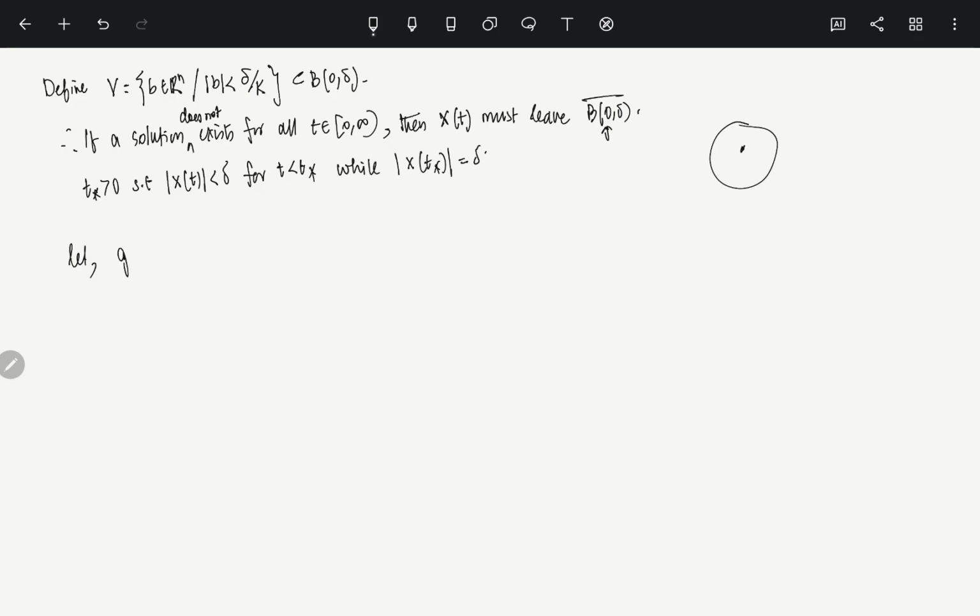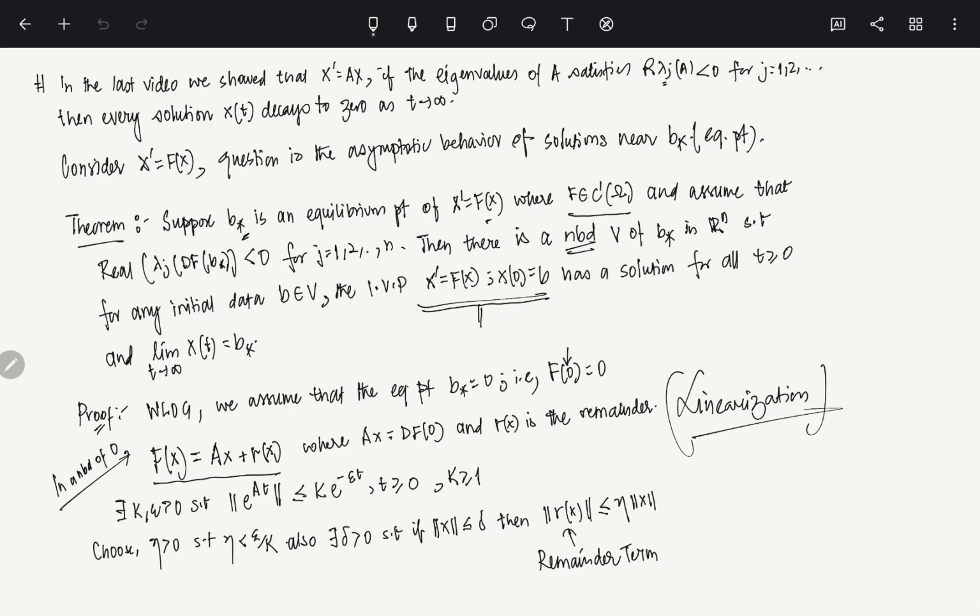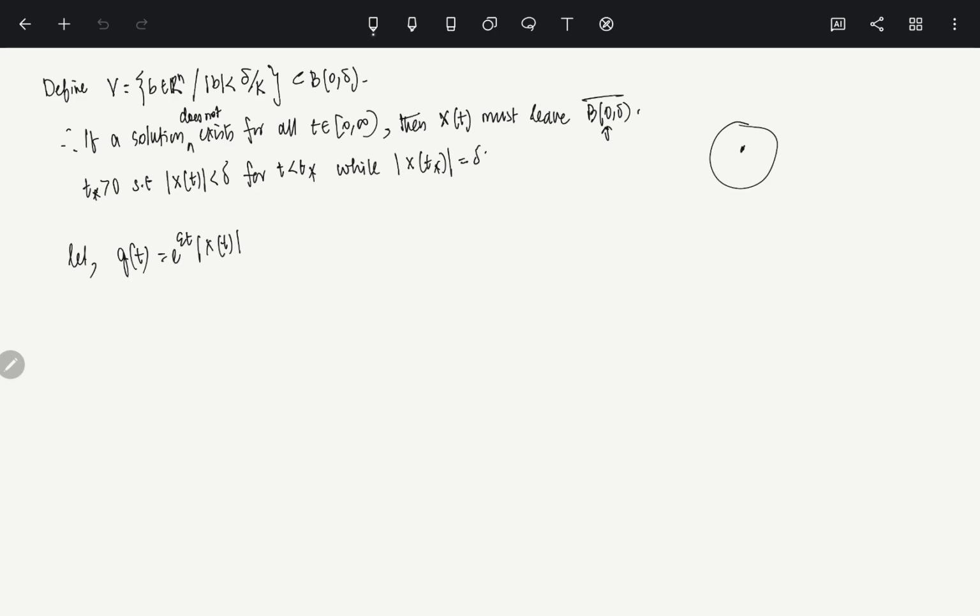So we are going to define a new function g of t, which is e power epsilon t, the norm of x of t. Yeah, and we will use Gronwall here. Okay, so what we are going to do is, you see that equation, which is x prime equals f of x, x(0) equals b. This equation we are going to write it like this.